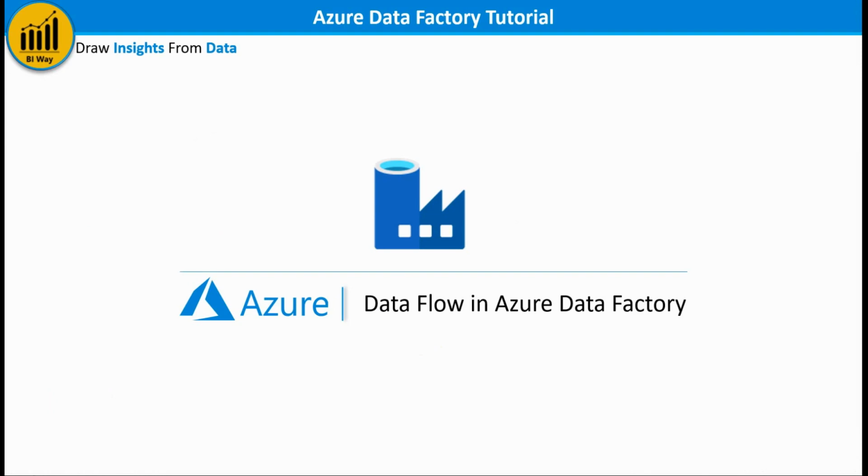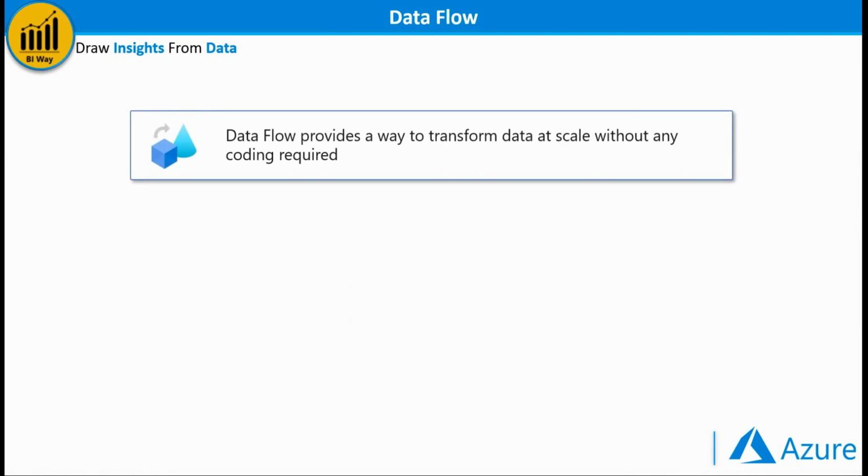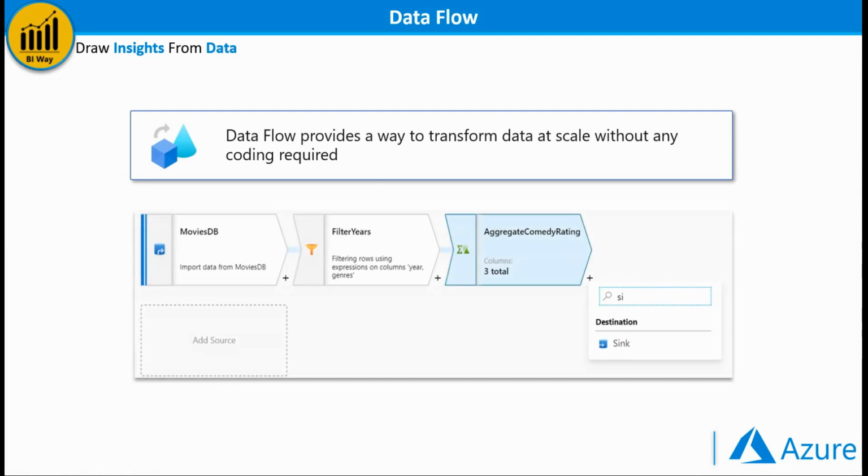In this new video, we see how to use data flow in Azure Data Factory to transform the data. So first, let's describe briefly data flow. Data flow provides a way to transform data at scale without any coding required. We can design a data transformation job in the data flow designer by constructing a series of transformations. We can add many sources followed by data transformation steps. Then we add a sink to land the results in the destination.